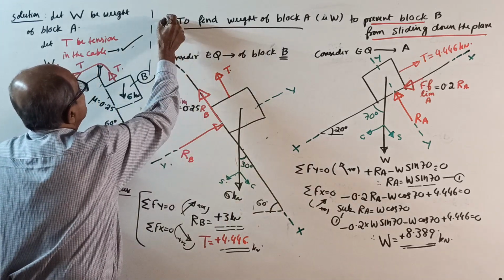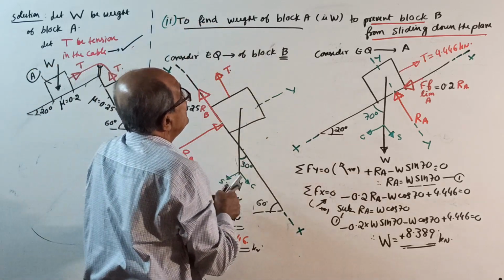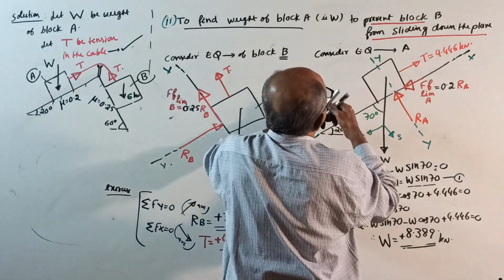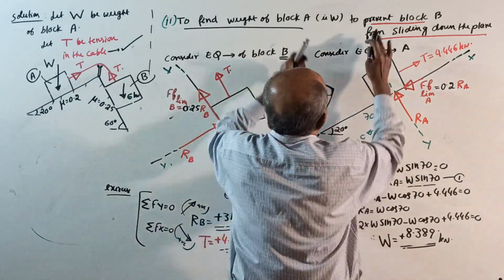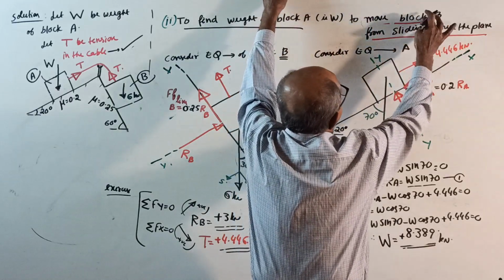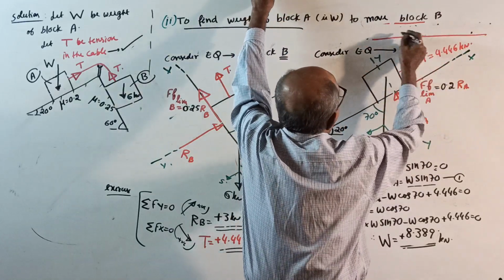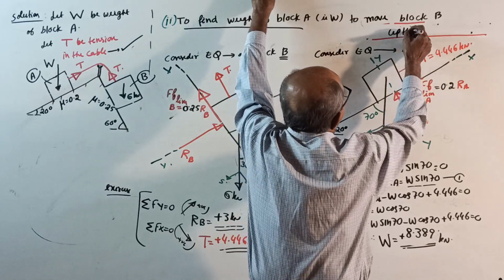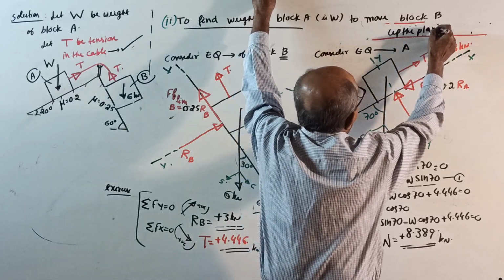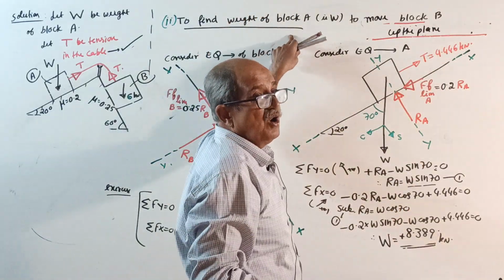Nothing is there. Second question. To find the weight of block A, that is W, to not prevent the block B from moving up the plane. You make a note here, one thing forgotten: to find the weight means minimum weight.